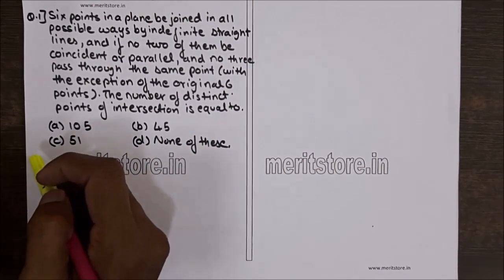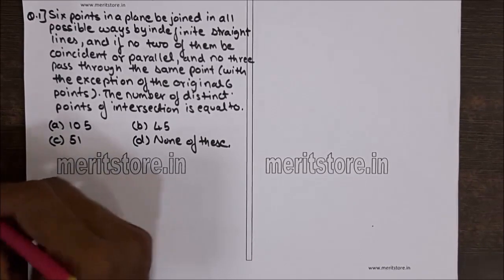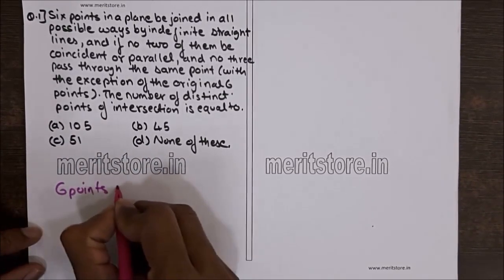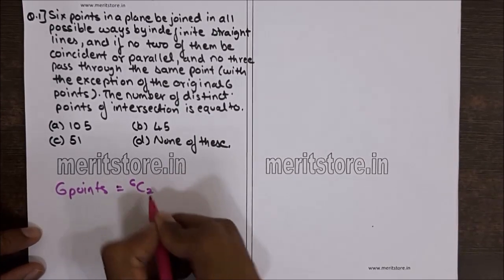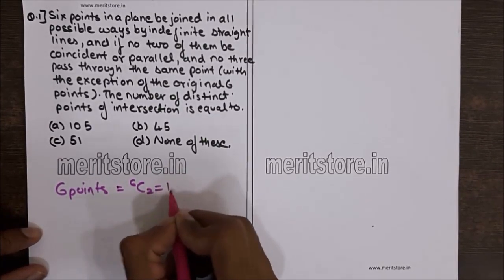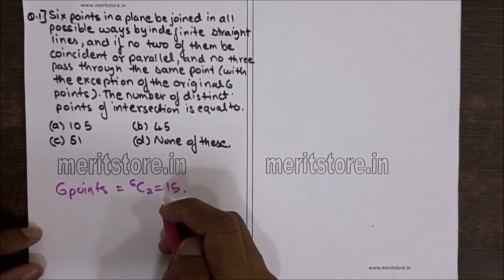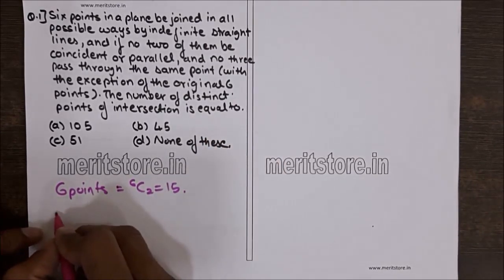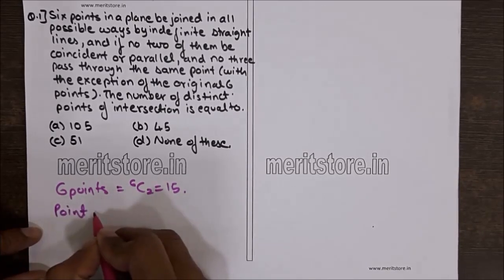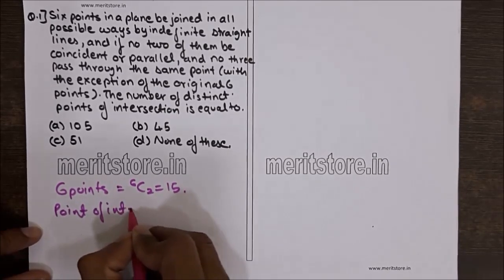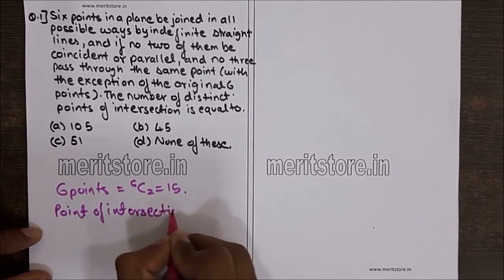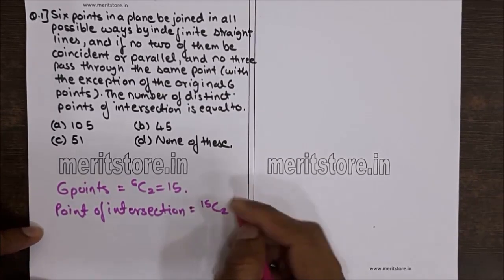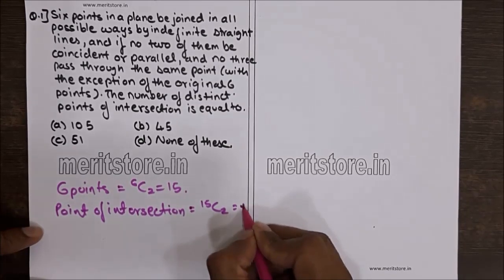Number of lines from 6 points can be written as 6C2, that is 15. Points of intersection obtained from these lines can be written as 15C2, that is 105.